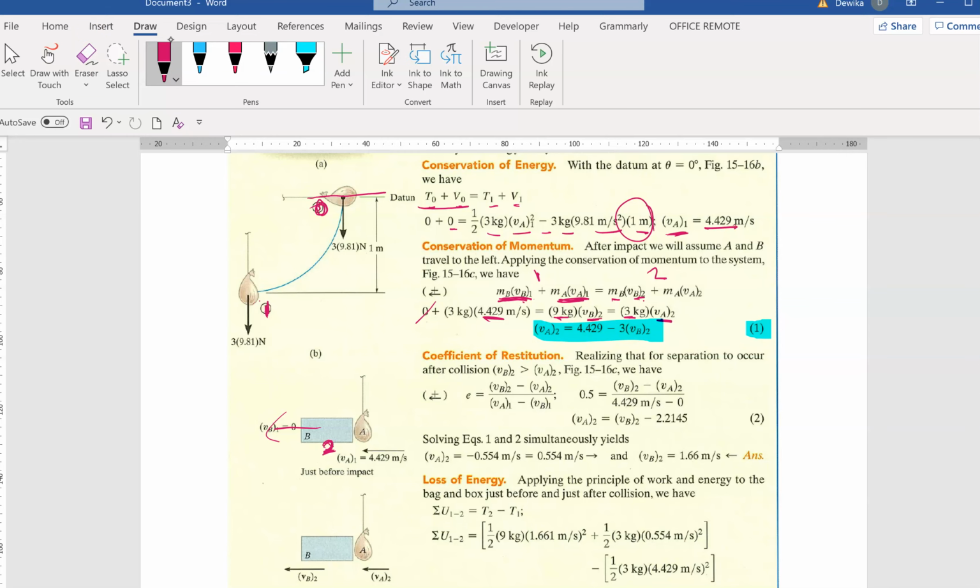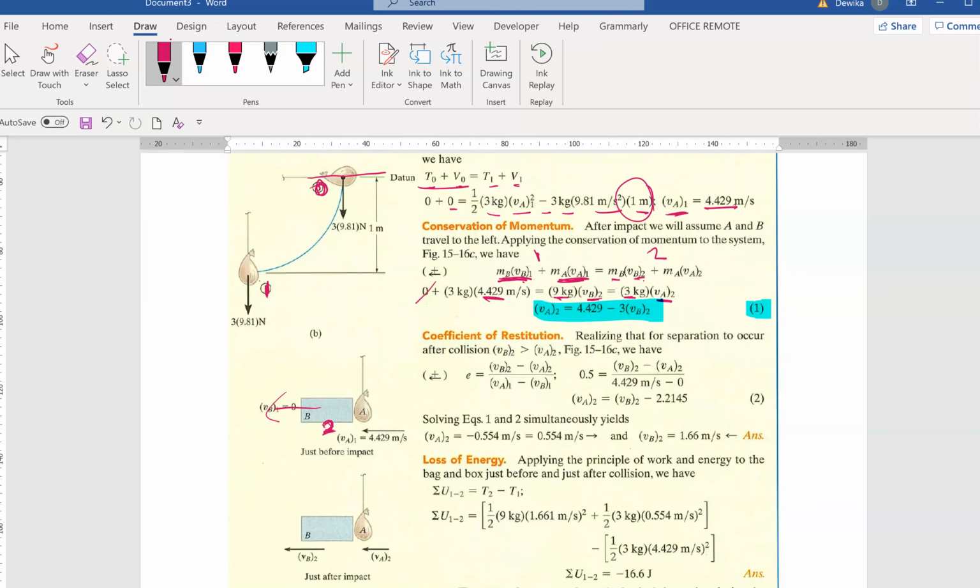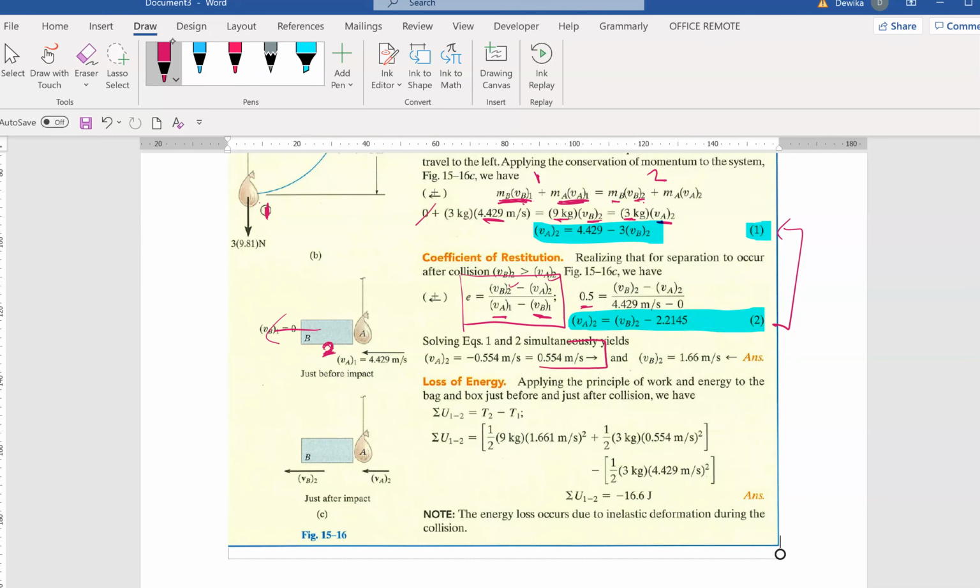Now with the coefficient of restitution, which is given as 0.5, looking at this formula, can you fill up all the values that you know? Because this is 0.5, you know VA1, you know VA2, but up here you do not know these two values. When you plug in, you get the second equation. With equations 1 and 2, you can solve simultaneously and find the unknowns. So we have VA2, which is in that direction, and VB, which is in the opposite direction. If you get a negative value for VB, it means the direction is on the opposite side.